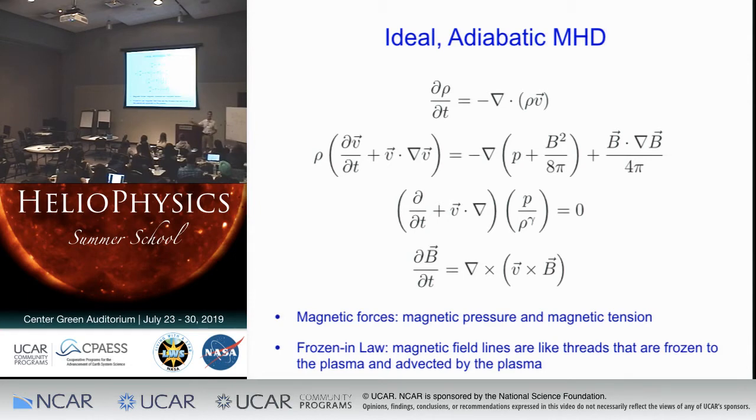The whole thing is going to oscillate back and forth like a wave. That wave is the Alfvén wave. It's like a wave on a string where the magnetic field line is playing the role of the string.